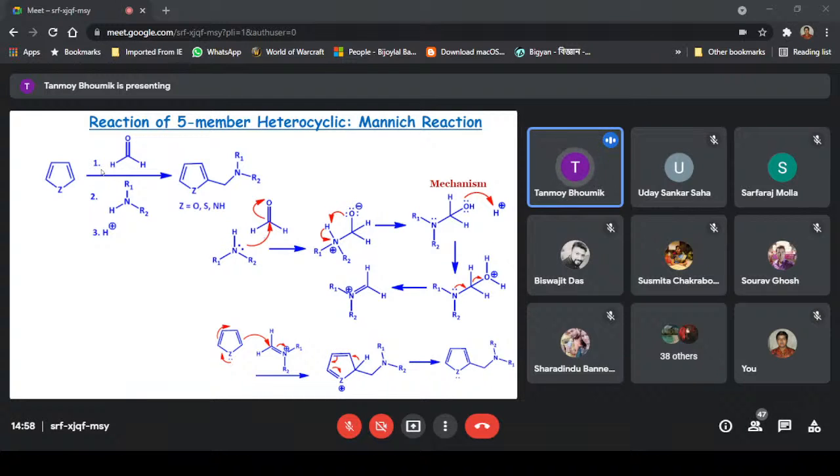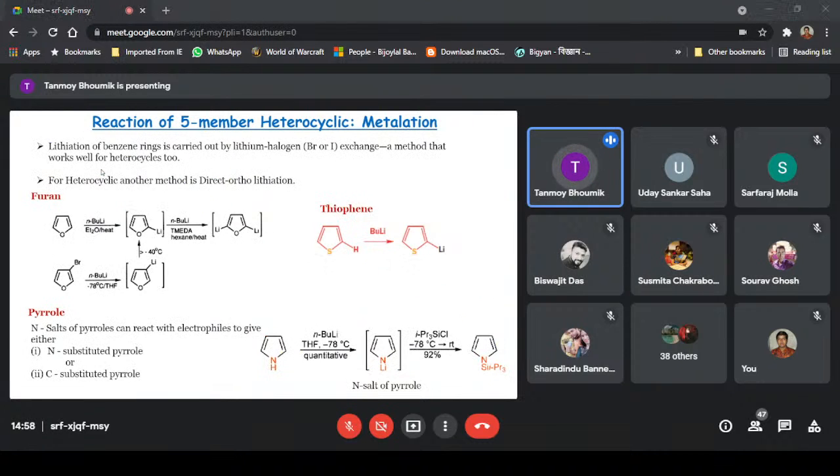It will be reacted with this 5-member heterocyclic ring, and it can form the 5 different rings. And there are metallations. We already mentioned that 5-member rings are very much inclined towards the metallation reactions. Metallation reaction is done with chlorine or any other kind of halogenation reaction.